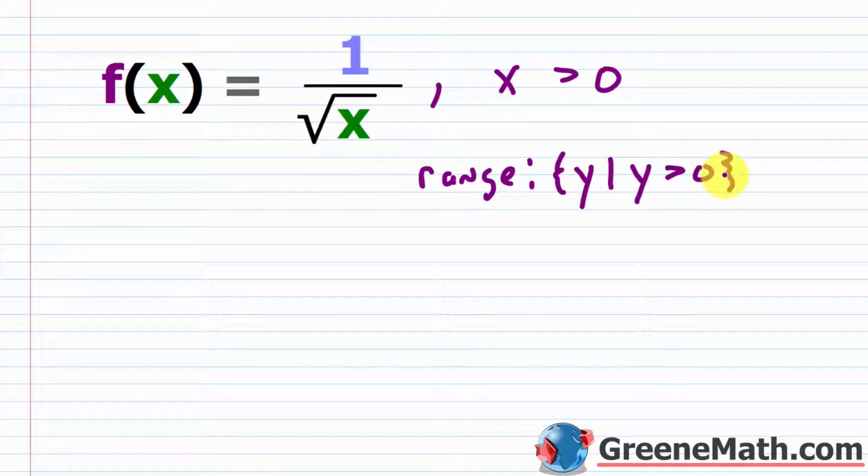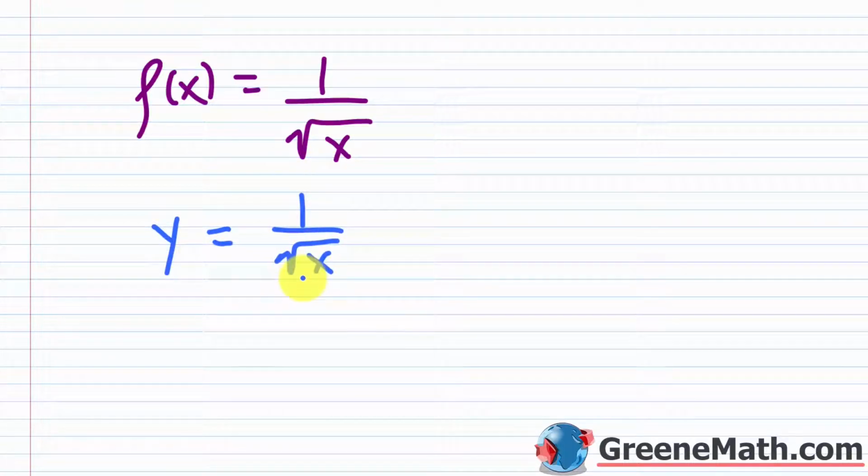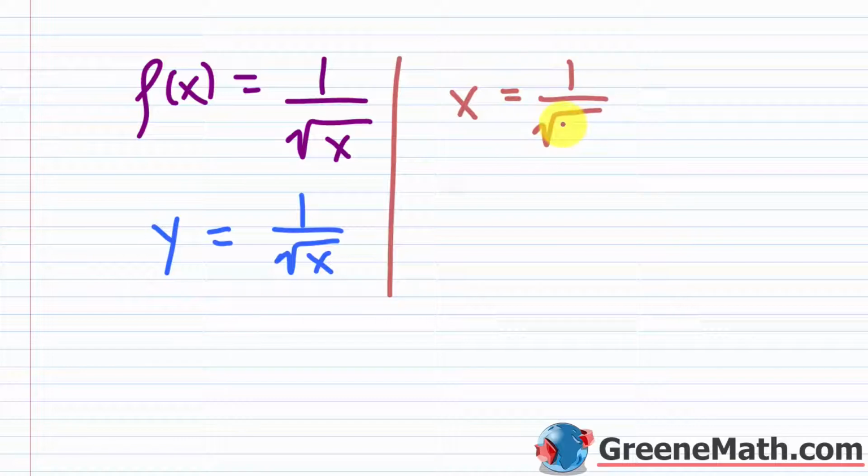So let's go to a fresh sheet, and we'll say that f of x is equal to 1 over the square root of x. And I'll just go ahead and say that y is equal to 1 over the square root of x. I'll interchange or swap x and y. So let me do that over here. I'll say now that we have x is equal to 1 over the square root of y.